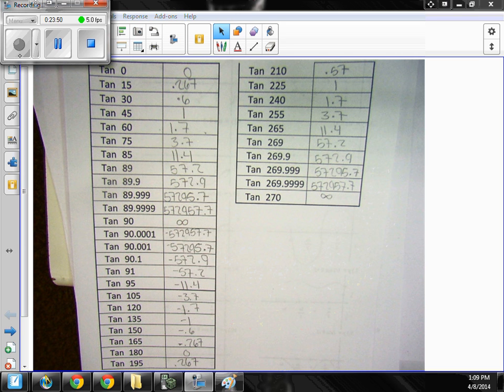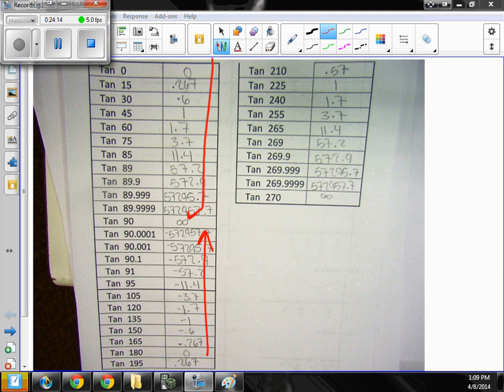Couple things. Looking at this, what do you notice as we get closer and closer to 90 degrees? The percentage gets larger and larger and larger. So if I approach 90 degrees from below, so if I start at 0 and I approach 90 degrees, I approach infinity. But what if I start from above? I approach negative infinity.